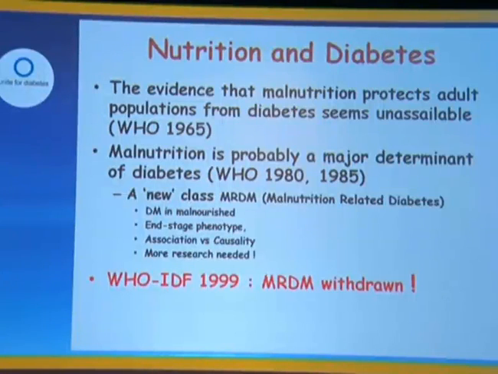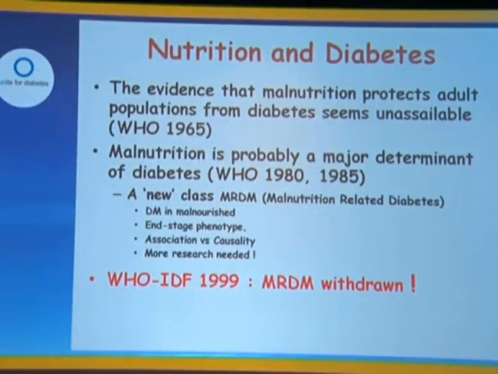The 1965 committee, which was headed by Harry Keene, said that evidence that malnutrition protects adult populations from diabetes seems unassailable. So basically saying that based on the results from the Second World War, when people were starved, diabetes prevalence had dropped. In 1980 and 85, they made a statement that malnutrition is probably a major determinant of diabetes, saying that malnutrition-related diabetes, which was described from India and other tropical countries, was actually a major illness.